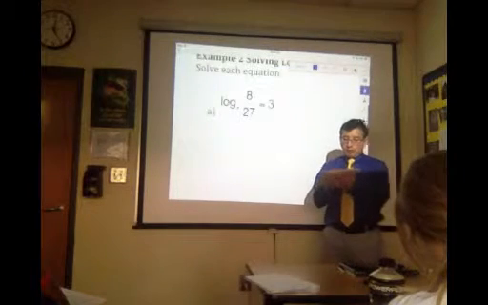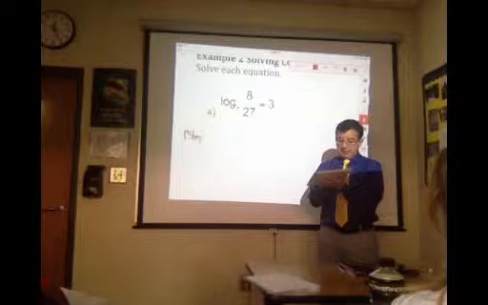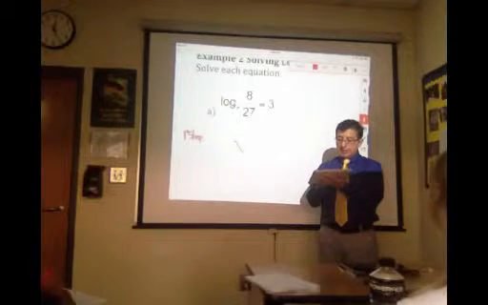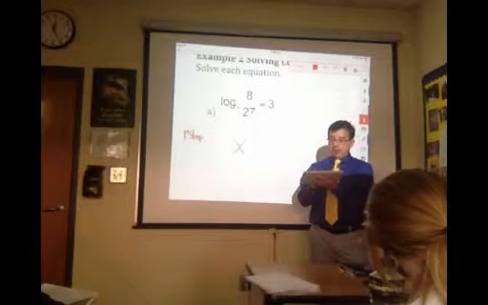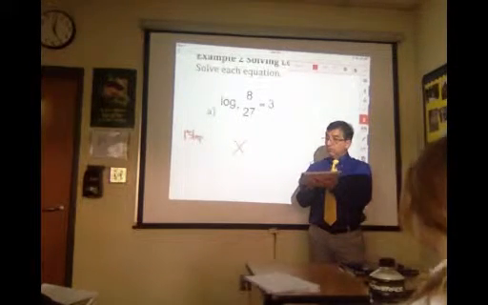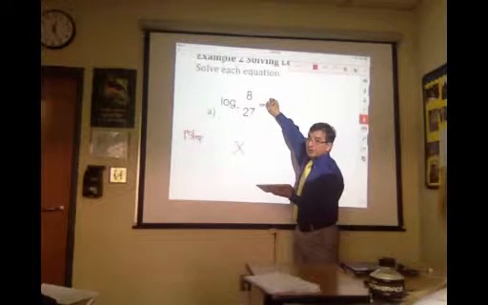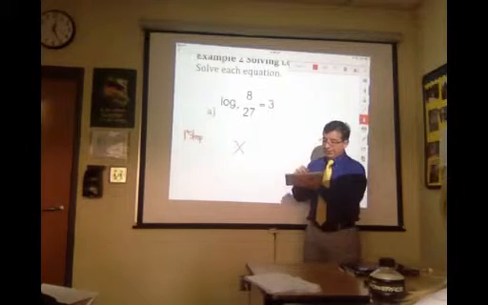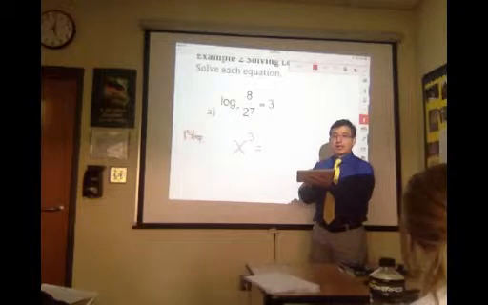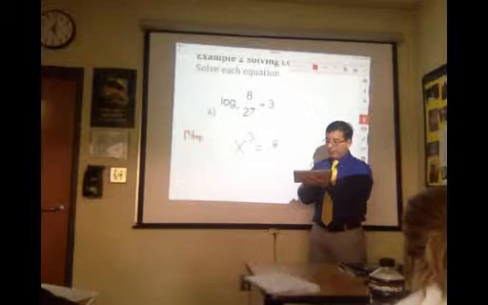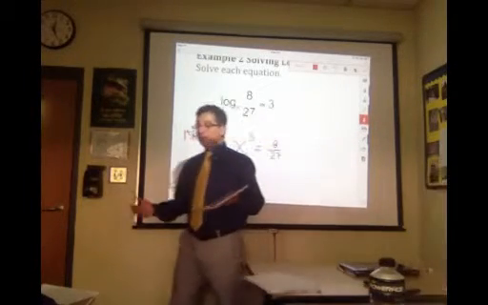Please help me with that. What will be the first step? x is the base. What is the power? Is it 8 over 27? No. The power is always the number 3. So x to the 3 is equal to 8 over 27, the argument. Look at that, you now have a simple equation.